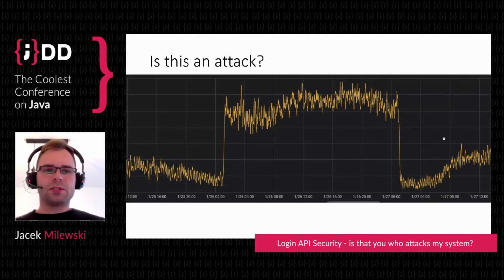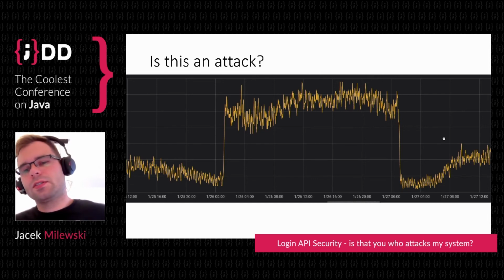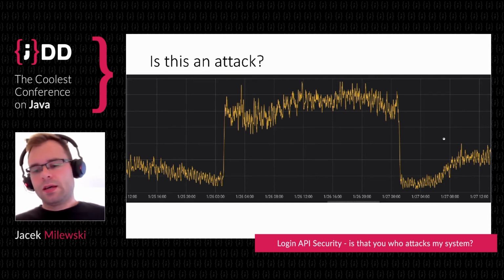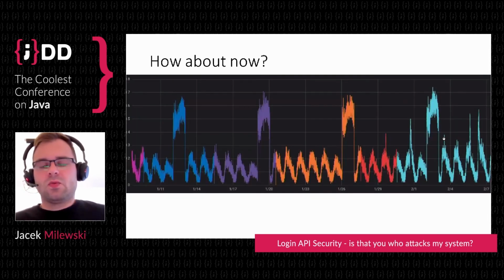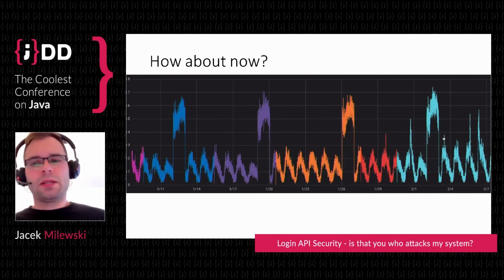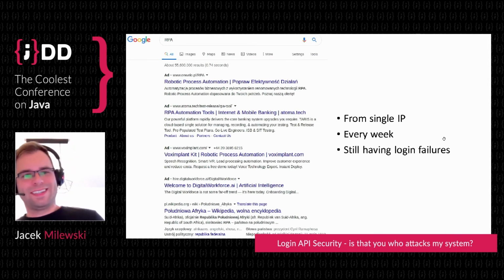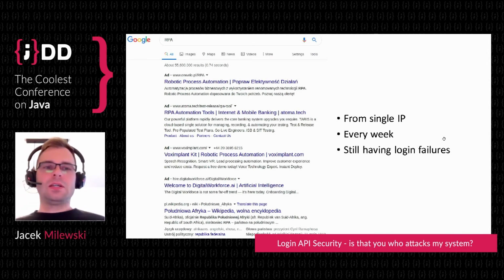So here is the traffic spike that we have on a login endpoint. And the question is whether this indicates an attack. Taking a broader look, you see that this traffic pattern repeats every week. So are we attacked every week? No, we are just being queried every week. So it's a soft word for attack.